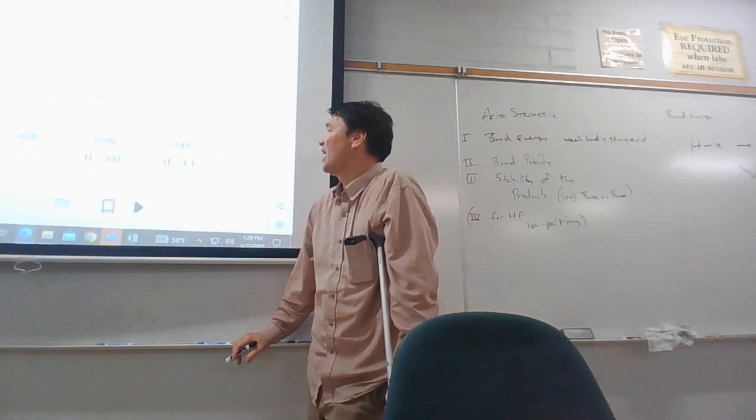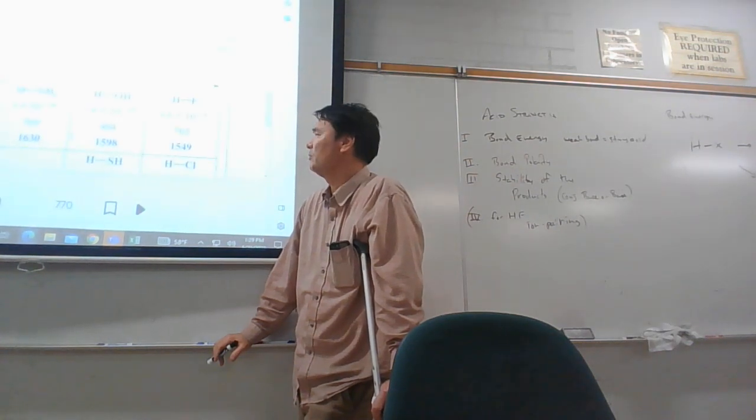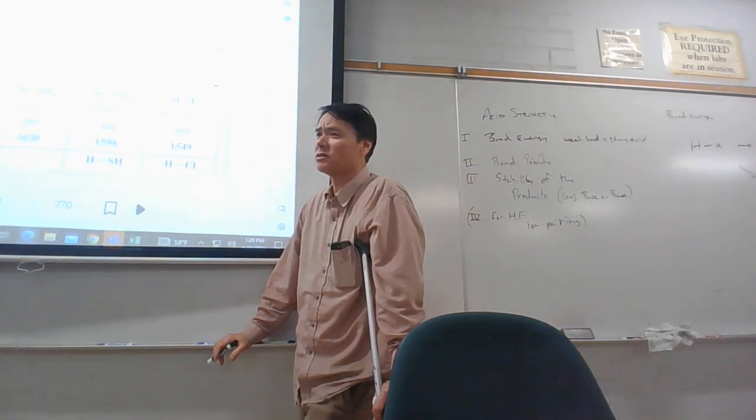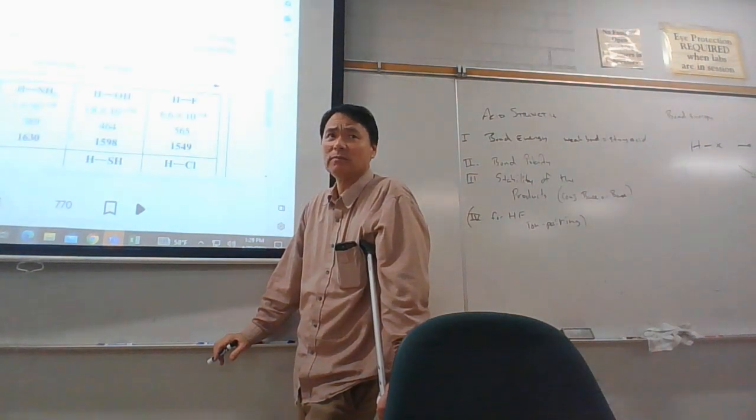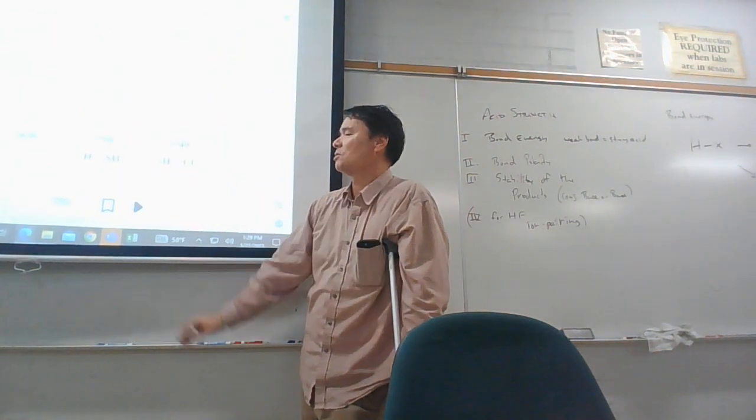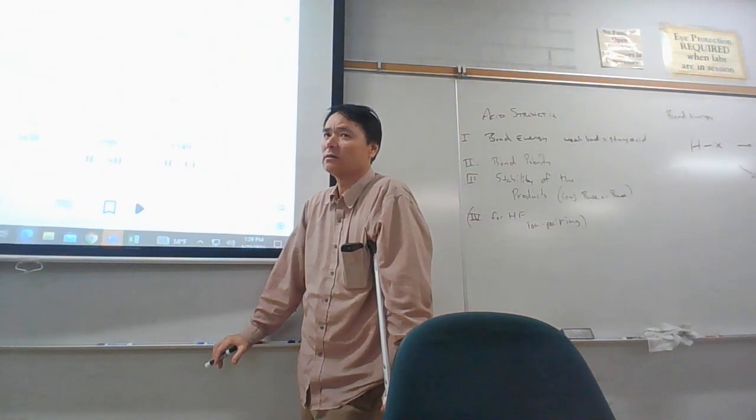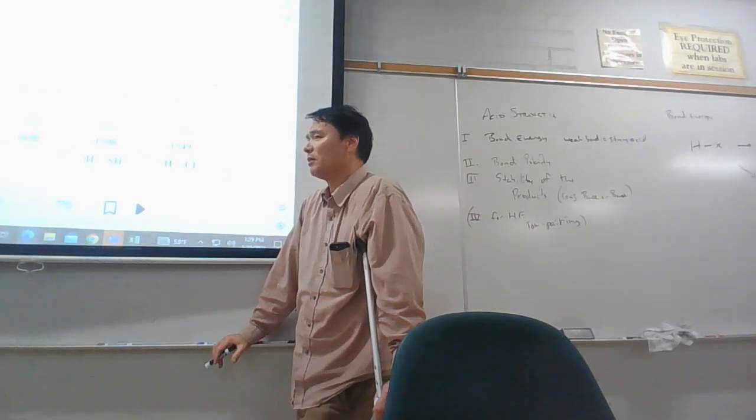The next thing we look at is bond polarity. Bond polarity tells us, well, which one of these bonds is the most polar, has the greatest delta EN, difference in electronegativity, HF. So bond polarity tells us HF should be the strongest acid, and it is. How about stability of the products?